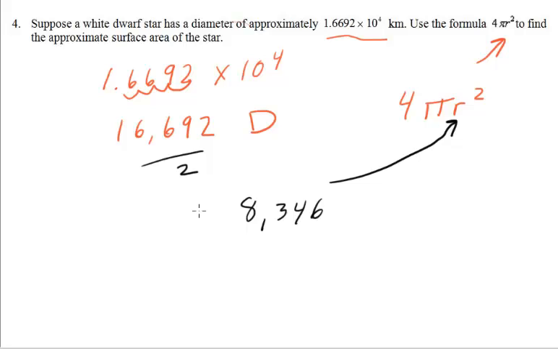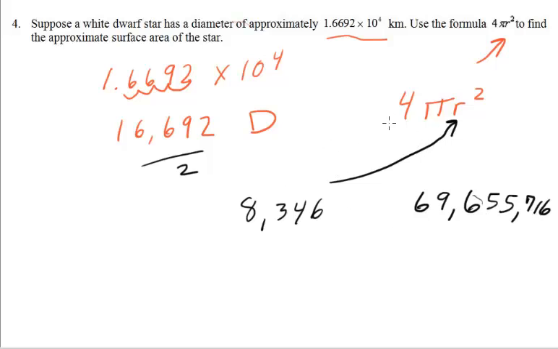We have to square that. So 8,346 times 8,346 equals, so when I square that, that gives me 69,655,716. That's my radius squared. So I've got that part.